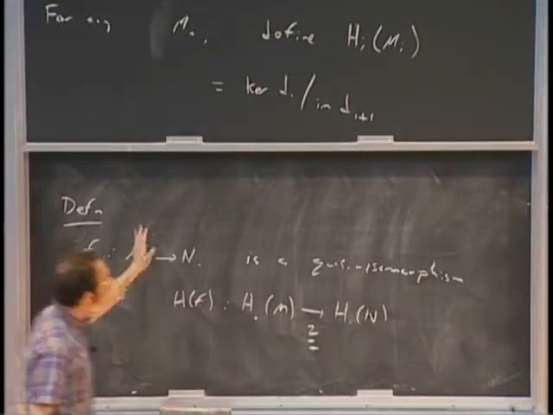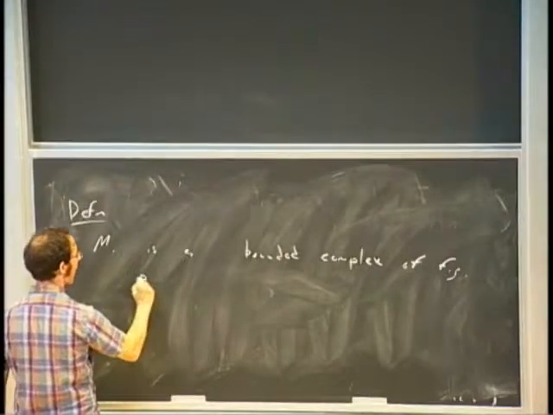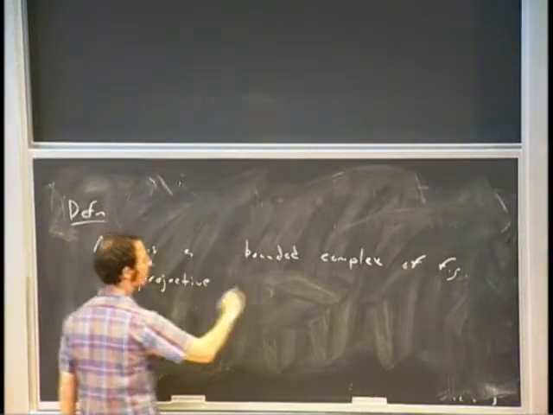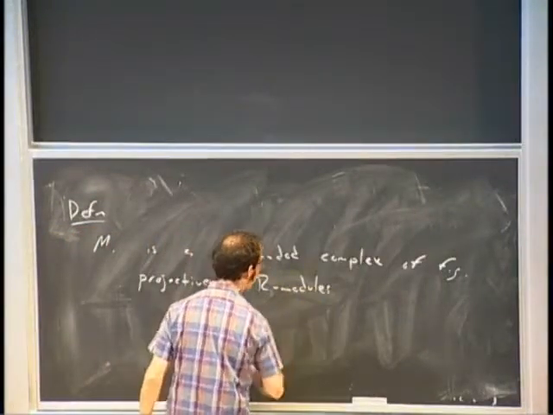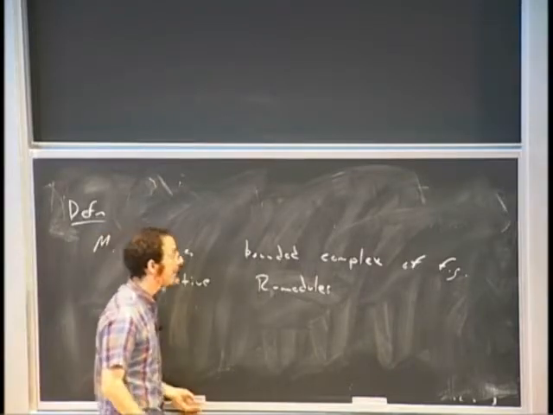OK, so now for any complex, let's make the following definition. Now if M is a bounded complex of finitely generated projective R modules. Bounded here just means that most of the terms in these things are 0. Again, the example is if you have a finite CW complex, the cellular complex is 0 except in the range up to the dimension of the complex.